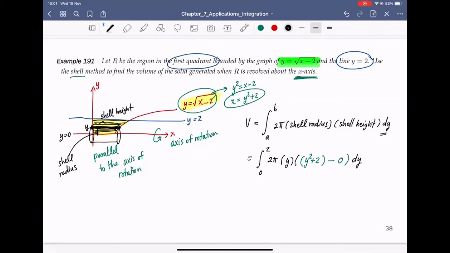And then for each fixed value of y, you get one cylinder. And if you keep doing that for the whole interval 0 to 2, you get the solid. Well, the answer is here. You can stop here if you want, but if you keep doing it, it's going to be 16 pi.